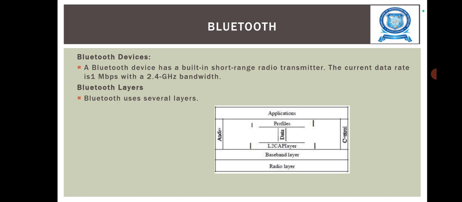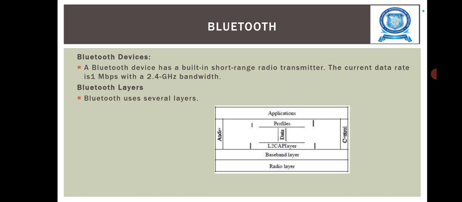Next, we are going to see the Bluetooth devices. A Bluetooth device has a built-in short-range radio transmitter. The current data rate is 1 Mbps with a 2.4 GHz bandwidth. Next, we are going to see the Bluetooth layers. In that, first we are going to see the radio layer. The radio layer is roughly equivalent to the physical layer of the Internet model. Bluetooth devices are low power and have a range of 10 meters.